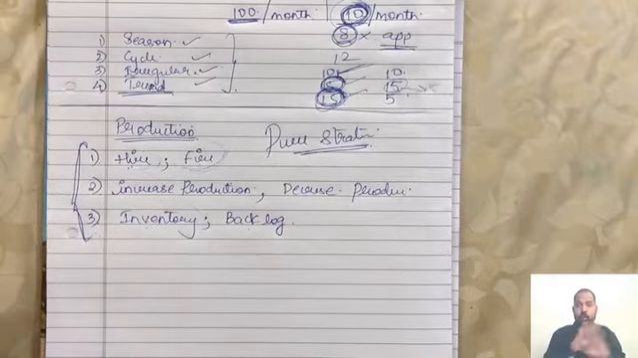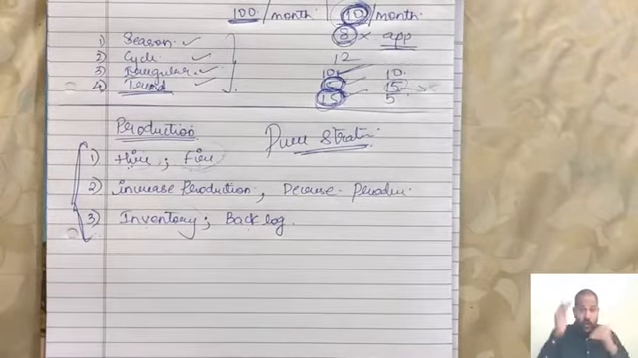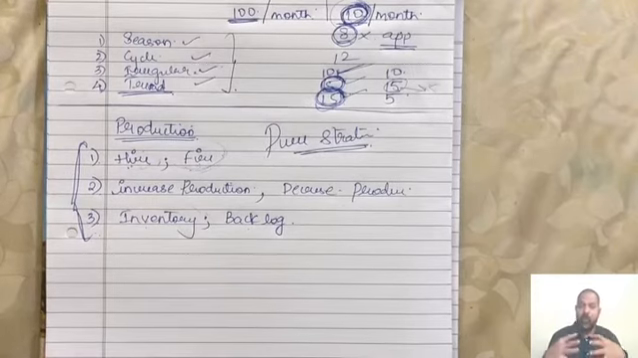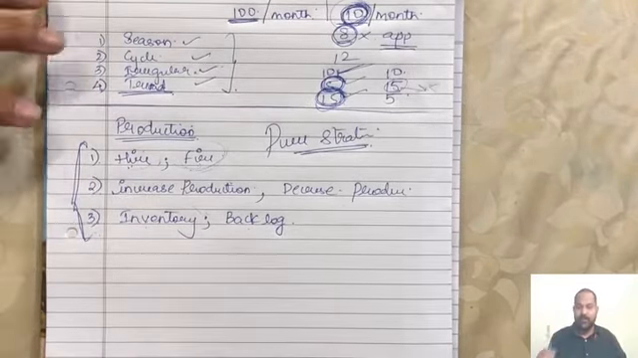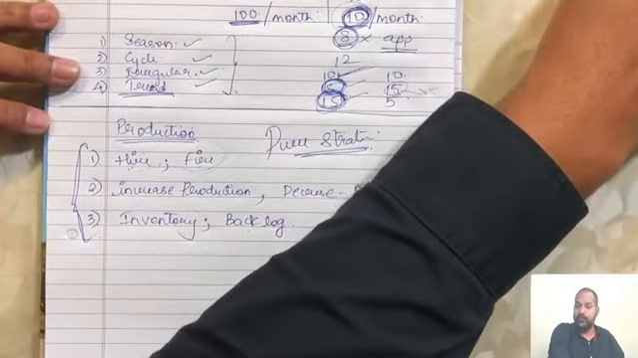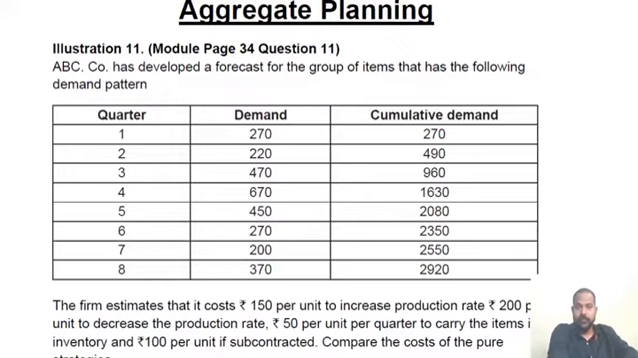Let's come to the only one question where we look at what options are given to us and accordingly we create our own aggregate plan. So let's come to the question that we are going to do. Aggregate planning, question number 11 according to me. I have pulled it out of somewhere. You can keep it separately. You can write it as question number 1. Module page 34, question number 11. Fine. What are we doing?